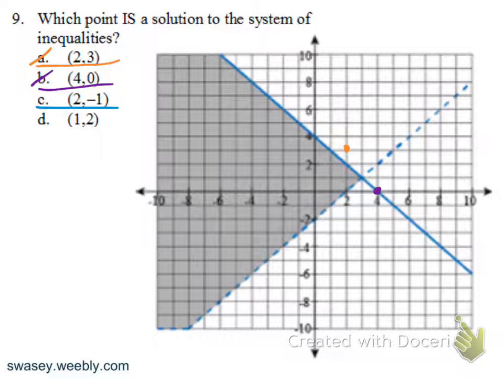Third one, 2, -1. Also not in this shaded region. And then finally for this last one, 1, 2. From the origin, go to the right 1 up 2. And so it is in the shaded region, so it is a solution to this system.